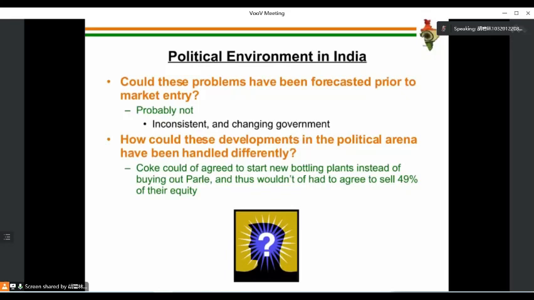Okay, and next, how could this development in the political arena have been handled differently? Coca-Cola should have agreed to start building bottling plants instead of buying out Parle, the local business, and hence they would have agreed to sell 49% of their share to the local investors in India.